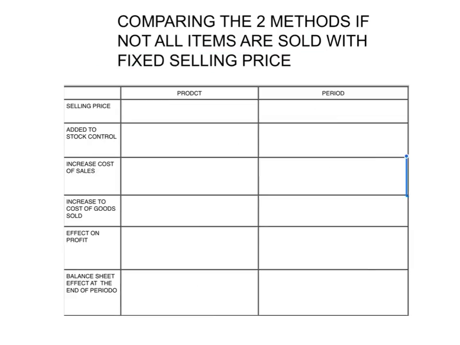Now let's look at the difference when we sell at the same selling price, because that's going to have a big effect. We're still dealing with the fact that not all items are sold, but in this example, we're talking about a fixed selling price. So the entries will be a little bit different. Let's do it just with selling one item, and let's assume that we have a fixed selling price of $300.